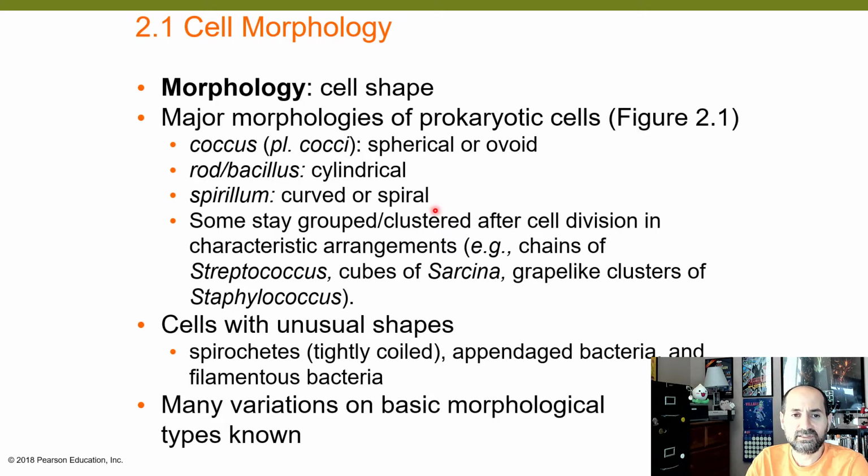Both bacteria and archaea have this kind of shape. However, bacteria have a lot more diversity in the types of shapes that they possess. They can have appendages. They could have a filamentous form, and they could have vibrio shape. Vibrio would be a comma shape.